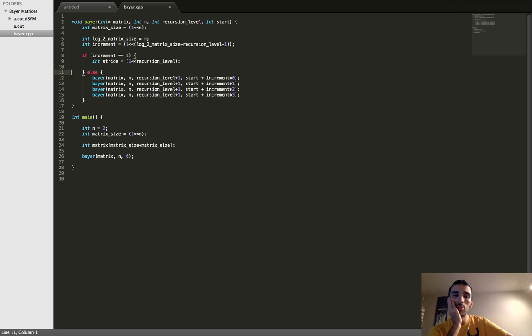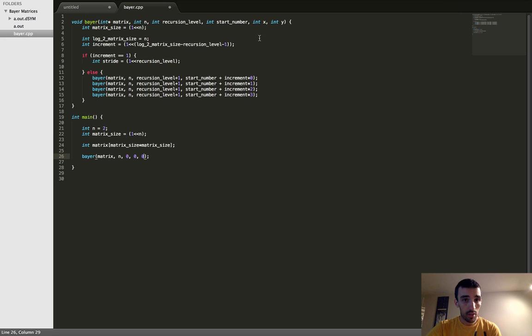No, maybe we do care about the stride. Because this is the starting number, and then the starting number gets incremented. But that doesn't tell us the starting position, so we also need to know the starting position. So let's do this. Start number, and then we'll pass in an x and a y here, which starts at 0, 0.